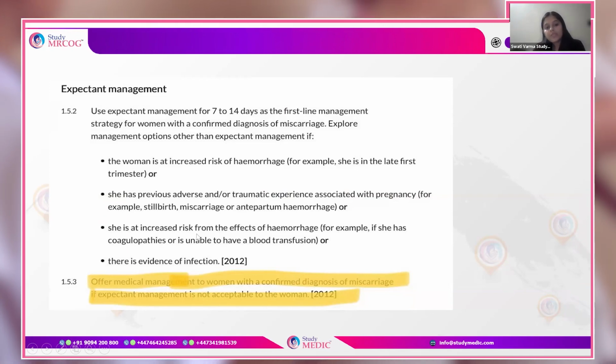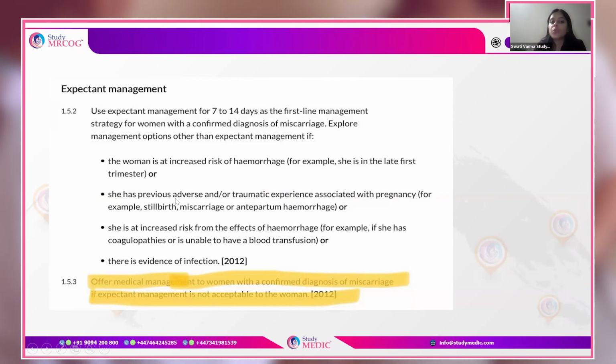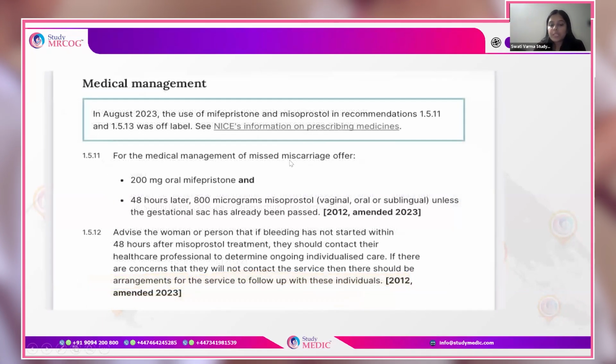Also, she might be at increased risk from effects of hemorrhage, like suppose if she's having coagulopathy, unable to have blood transfusion, then also you won't offer her expectant management. And lastly, in the case of infection, avoid expectant management, okay? So for medical management, we offer a 200 mg oral MIFI and 48 hours later, 800 mcg meso.